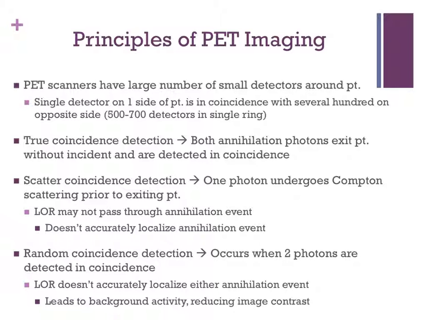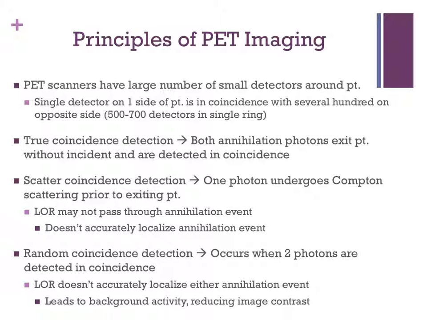Annihilation coincidence detections aren't the only kind of coincidence detection events. There is also the true coincidence detection, which occurs when both annihilation photons exit the patient without incident and are detected in coincidence. Take a look at figure 14.4 in your book to see an example of this. But sometimes one of the photons undergoes a Compton scattering prior to exiting the patient. The line of response associated with this coincidence detection may not pass through the annihilation event, and so it doesn't accurately localize the event, and this is referred to as scatter coincidence detection.